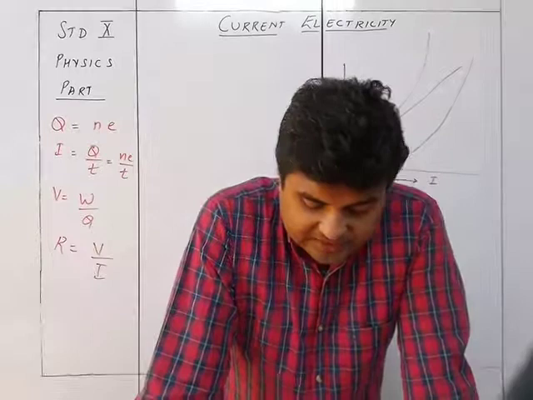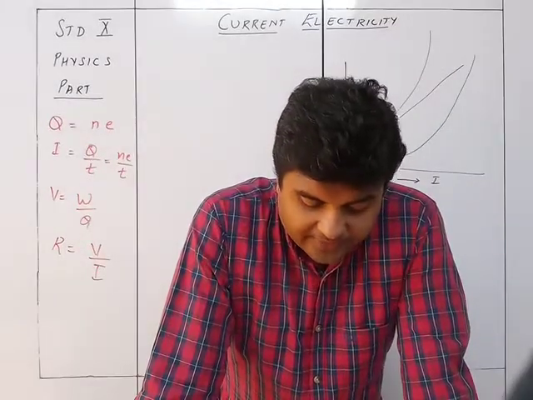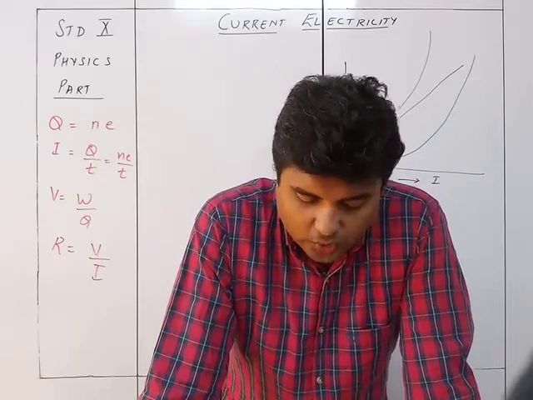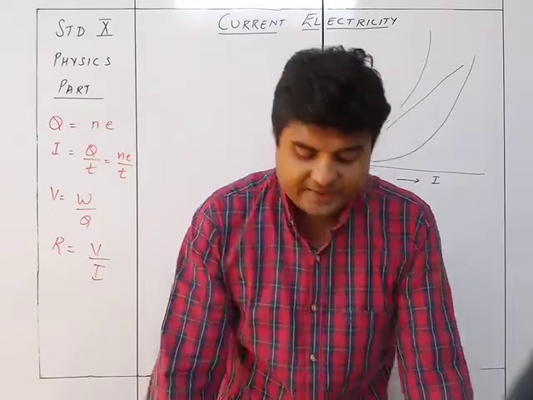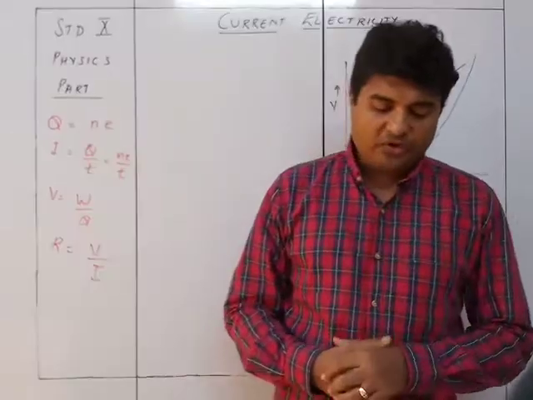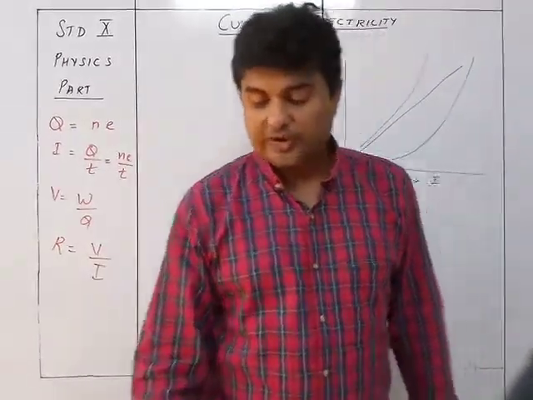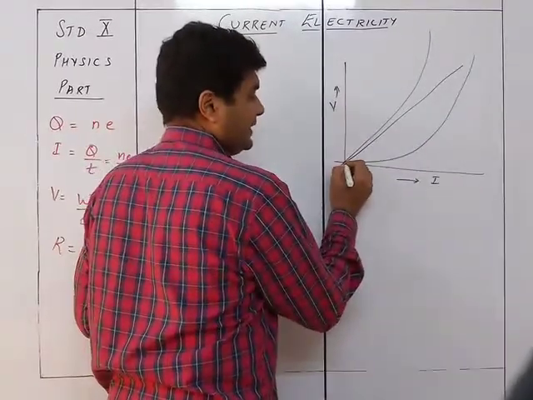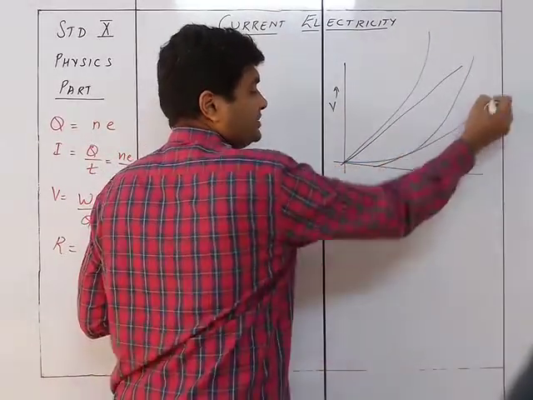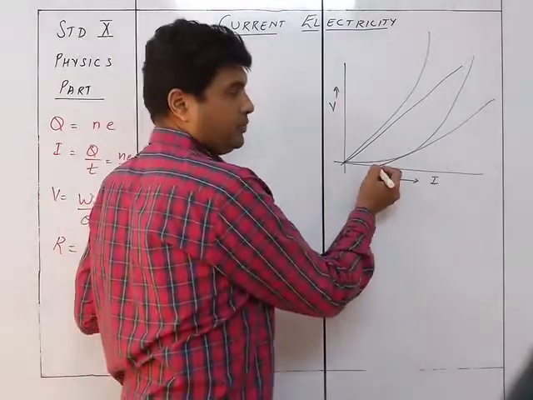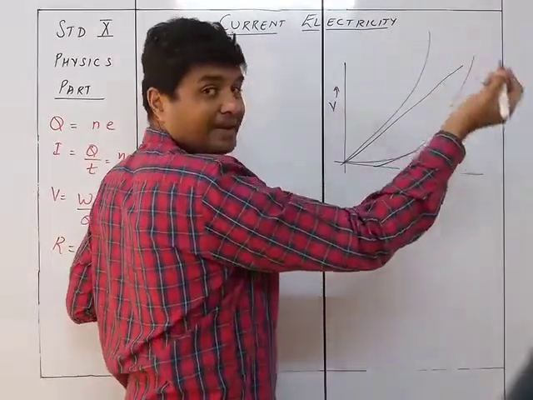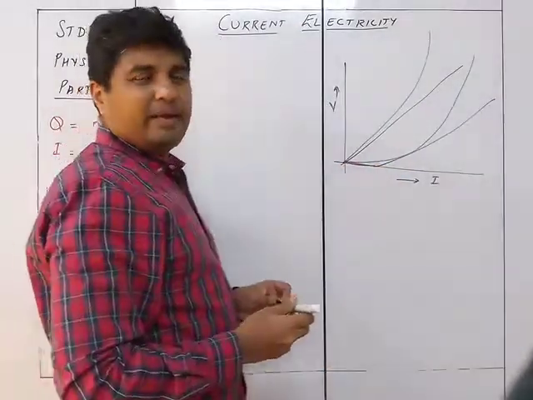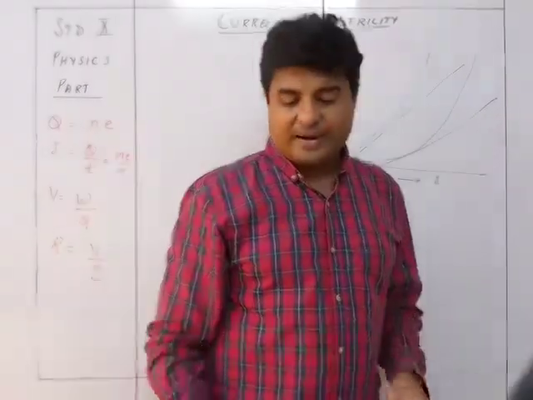For ohmic resistors, it is necessary that the straight line on the VI graph passes through the origin. But for a non-ohmic resistor, it is not necessary that the curve on the VI graph must pass through the origin. So it is possible that in case of a non-ohmic resistance, it could even go in this direction like this. From here, it will be ohmic. It could be ohmic later on, but initially it is not going to be ohmic. This is the case with most transistors and diodes.